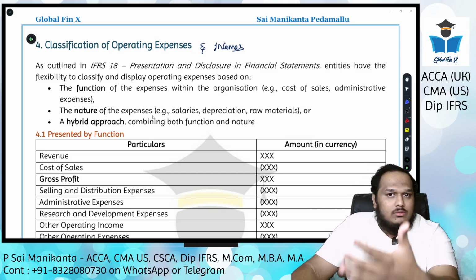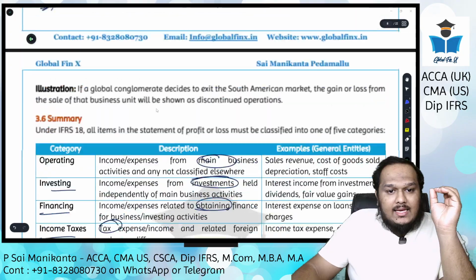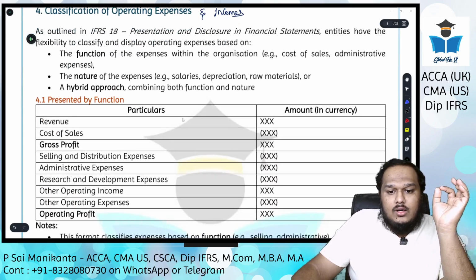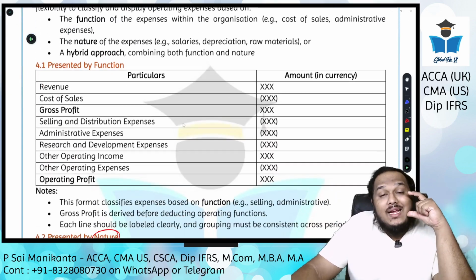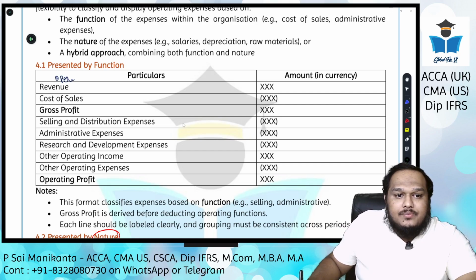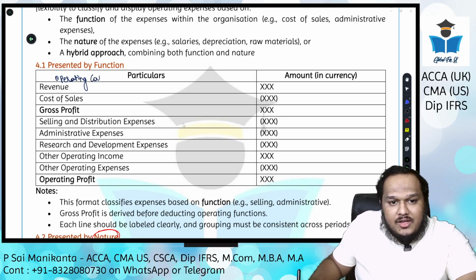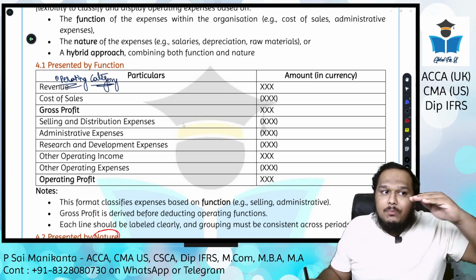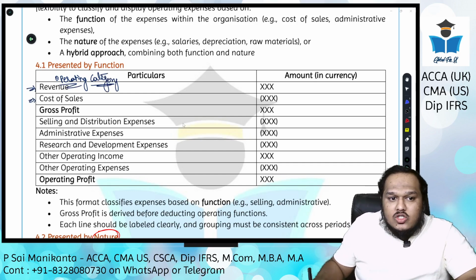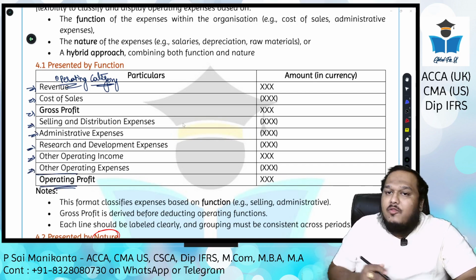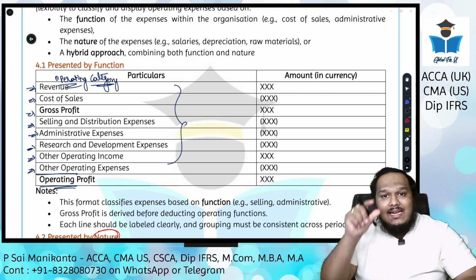Sir, what is it talking about? See, previously when we discussed that there has to be a category heading, like for example, this is the operating category, correct? So when you categorize the items within that, when you present by line, revenue minus cost of sales, gross profit, selling and distribution, administrative expenses, research and development, other operating, then you will get operating profit, right? So all of these are what? These are all the line items.